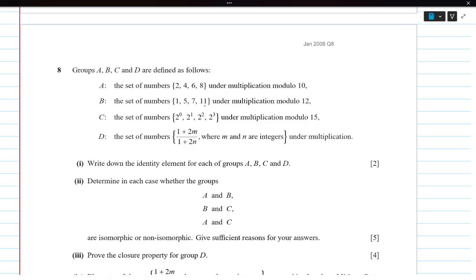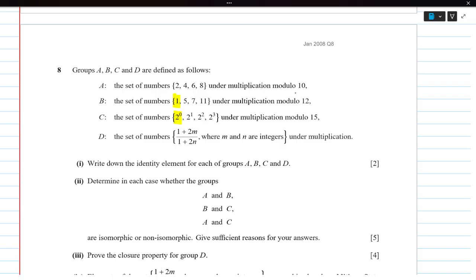Set the numbers 1, 5, 7, 11 under multiplication modulo 12. It's going to be 1. So here it's going to be 1 because 1 times anything is the same thing. Set of numbers, powers of 2 under multiplication modulo 15. It's 2 to 0. So I'm just going to highlight this. And then the set of numbers in the form 1 plus 2m, 1 plus 2n, where m and n are integers under multiplication.